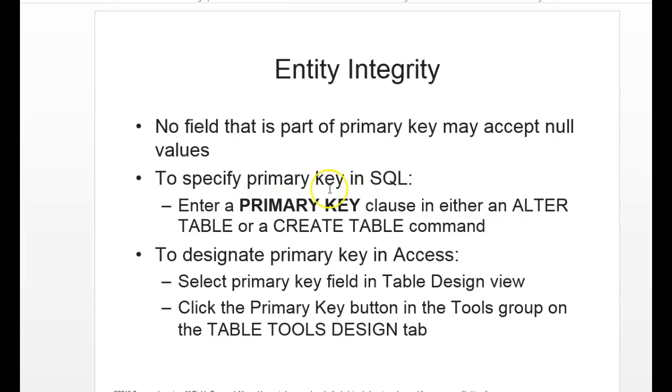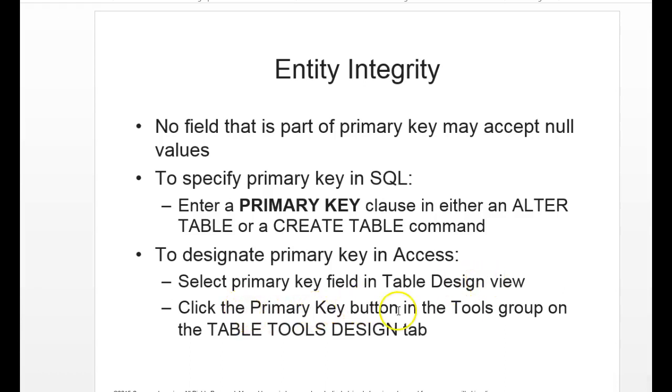To specify a primary key in SQL, we enter a primary key clause in either an alter table or create table command. In general, the primary key clause has the form primary key followed in parentheses by the field or fields that make up the primary key. For example, it could be primary key, open parentheses, customer num, that is the field that is the primary key. However, in Access, we designate the primary key by using the table design view.